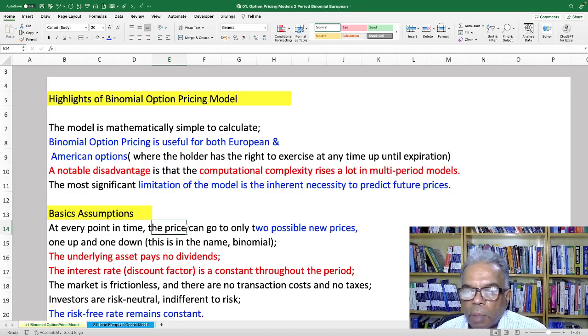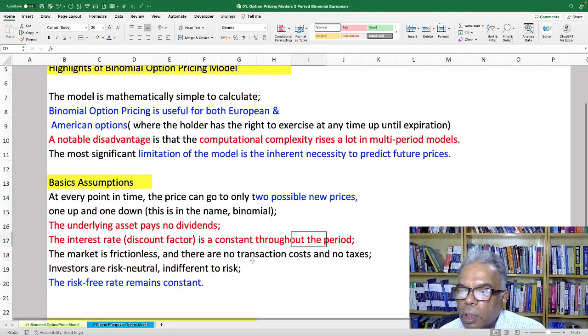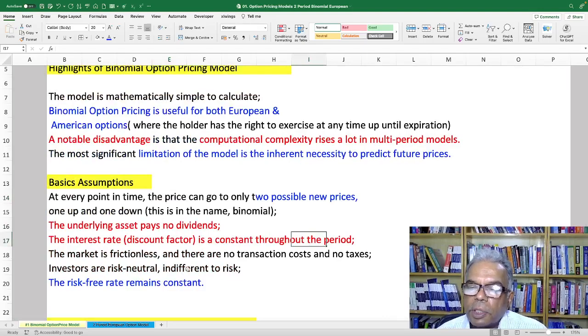The most significant limitation of the model is the prediction of the future prices. The basic assumption in the model is that at every discrete interval of time, the price of the underlying asset can go up or down, two possible outcomes. The underlying asset pays no dividend.